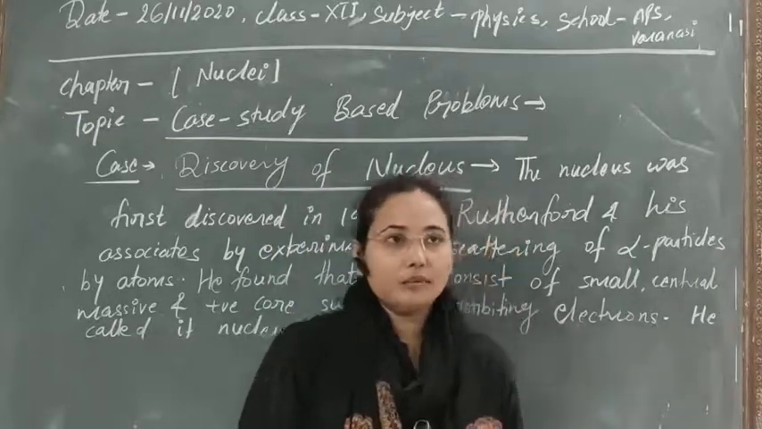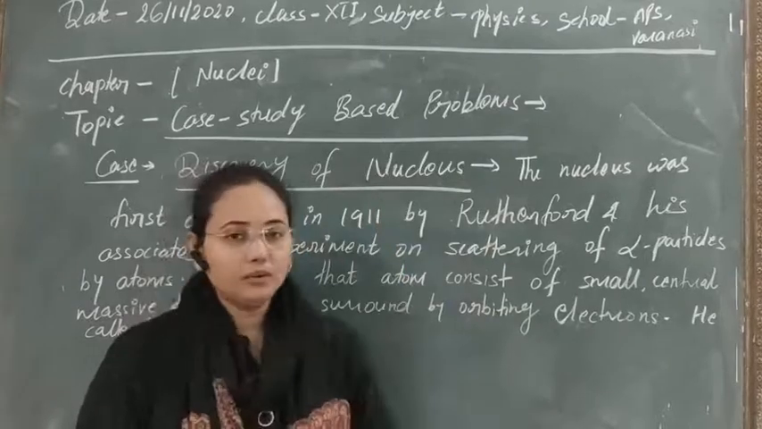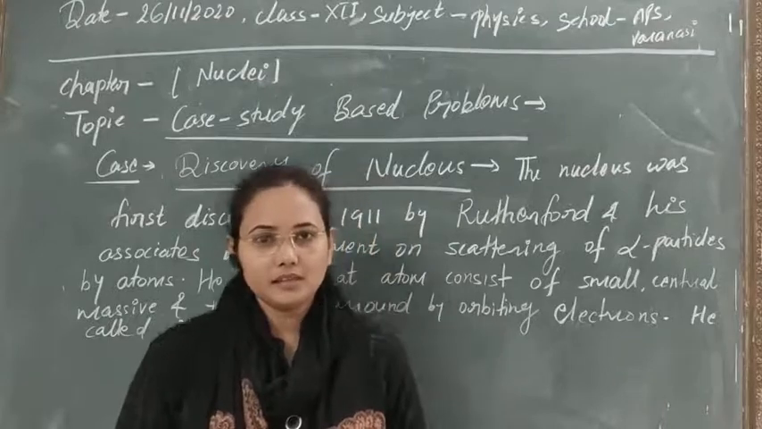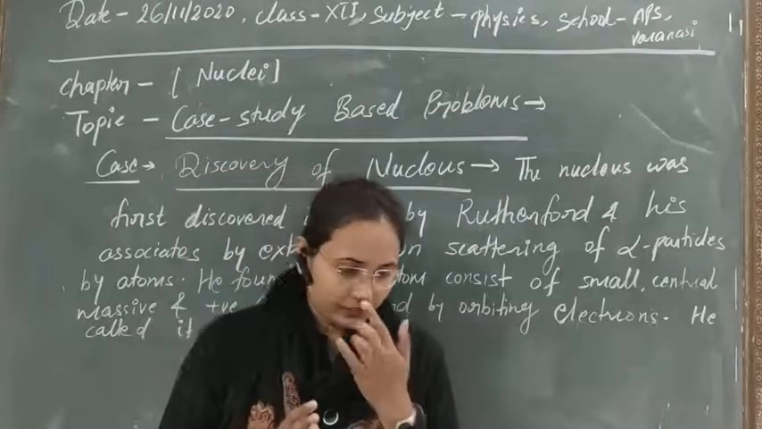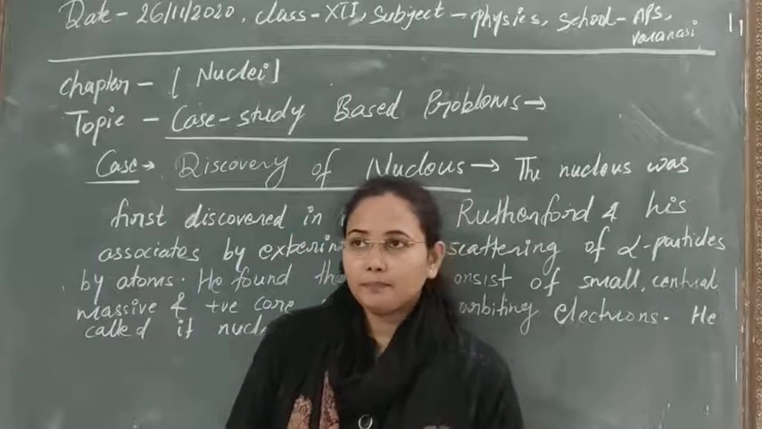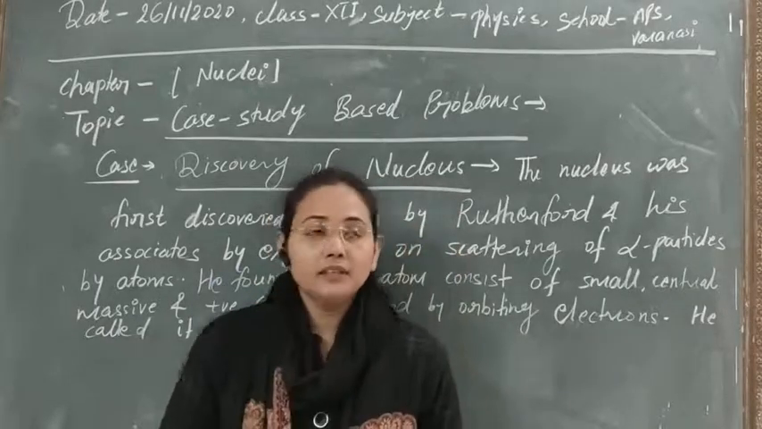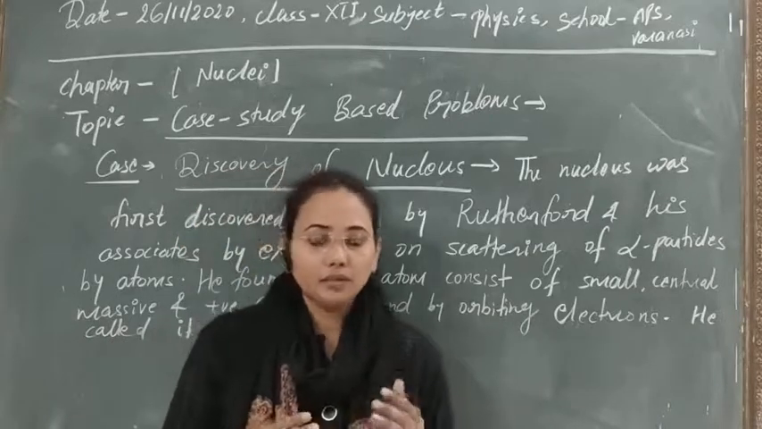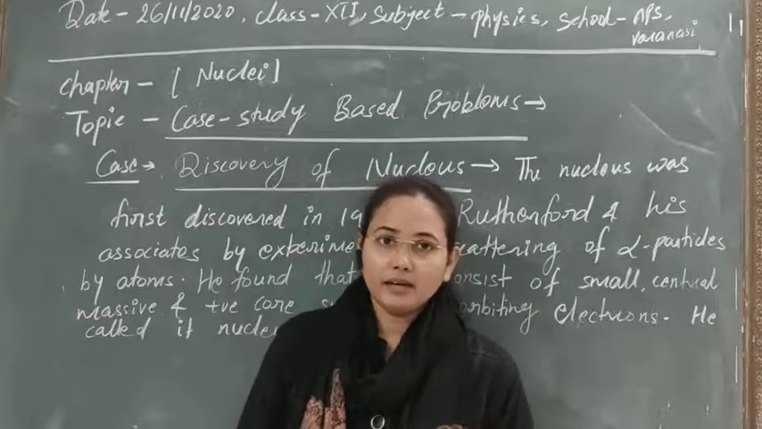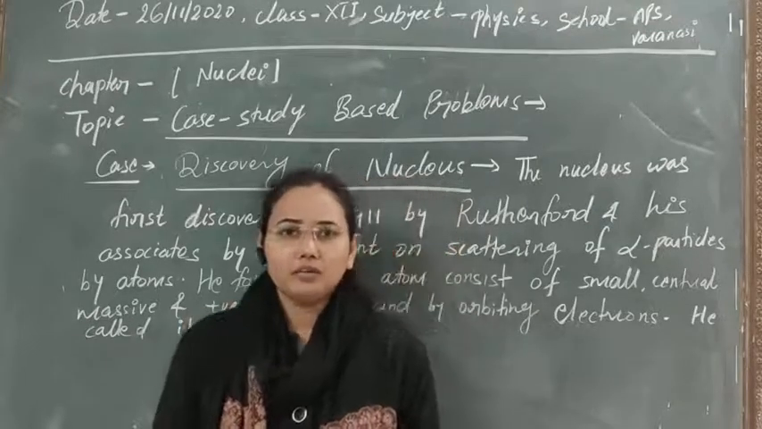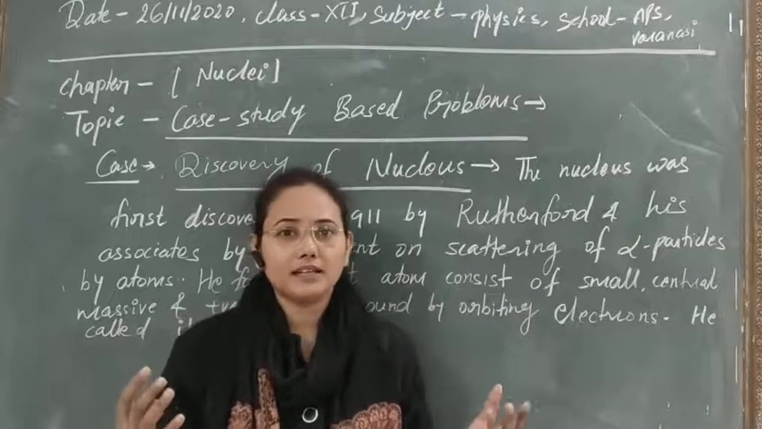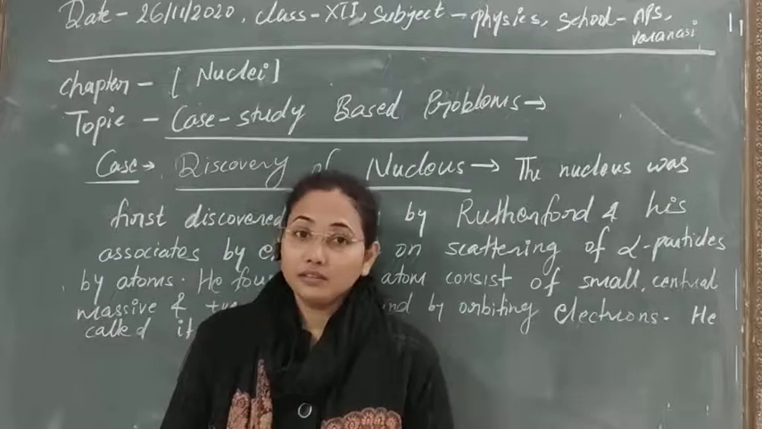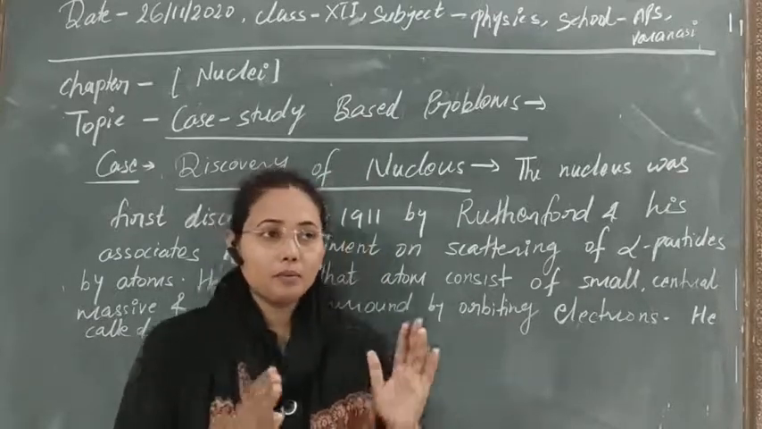So today let's see one more case, based on the chapter Nuclei, and this is the case related to the discovery of the nucleus. As you know, when scientists were facing the problem of understanding atoms, they were trying to give a model for the atoms: how the positive charge carriers and negative charge carriers are distributed, and also why atoms are neutral. This was the problem at that time.